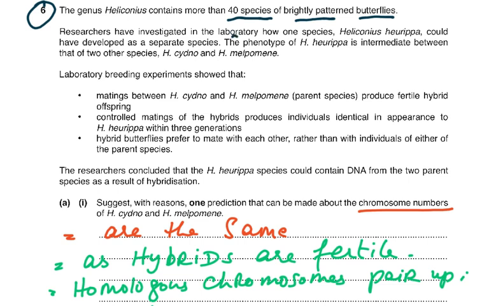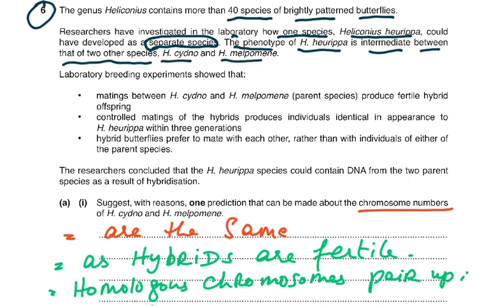Researchers have investigated in the laboratory how one species, Heliconius heurippa, could have developed as a separate species. Now, whenever it talks of a separate species, you've got to think of speciation, allopatric, sympatric, and that should cross your mind immediately. The phenotype of HH is intermediate between the two other species, HC and HM. I usually just take the first letter.